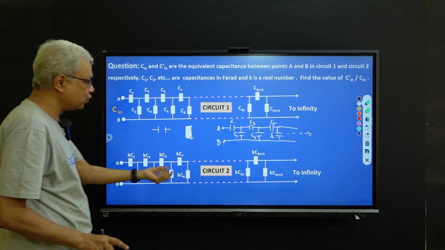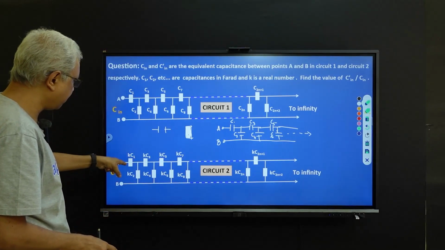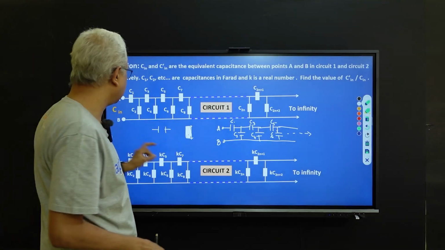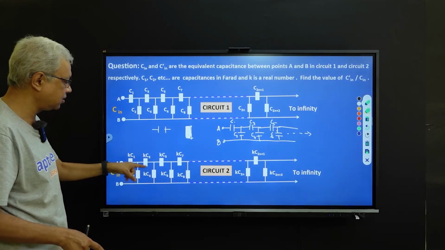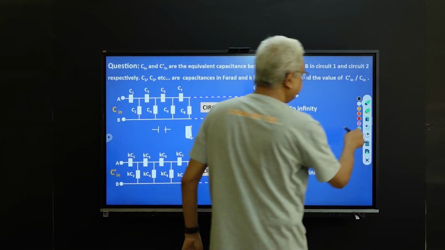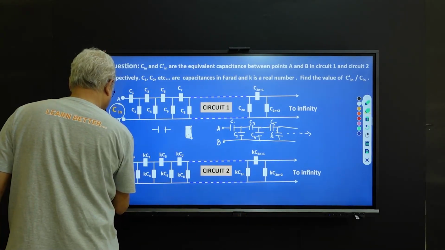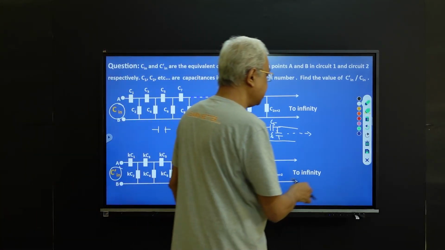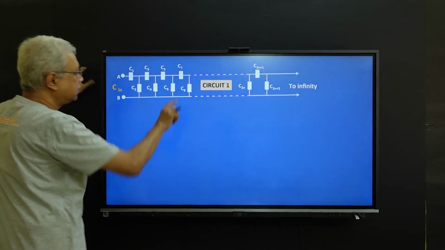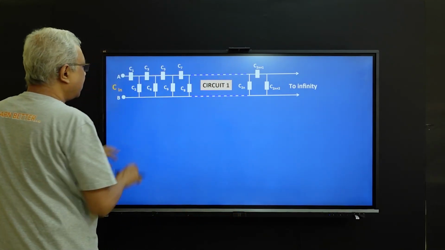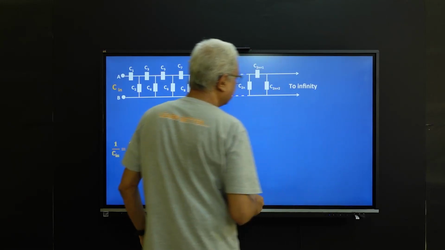And in circuit 2, the capacitance value of each capacitor is K times that in circuit 1. So here this capacitance is KC1, here it is KC2, here it is KC3, KC4 and something like that. So we have to find out the ratio of C dash in and C in. That is the problem. So first let us consider this circuit. What is the equivalent capacitance of this circuit that we want to find out?